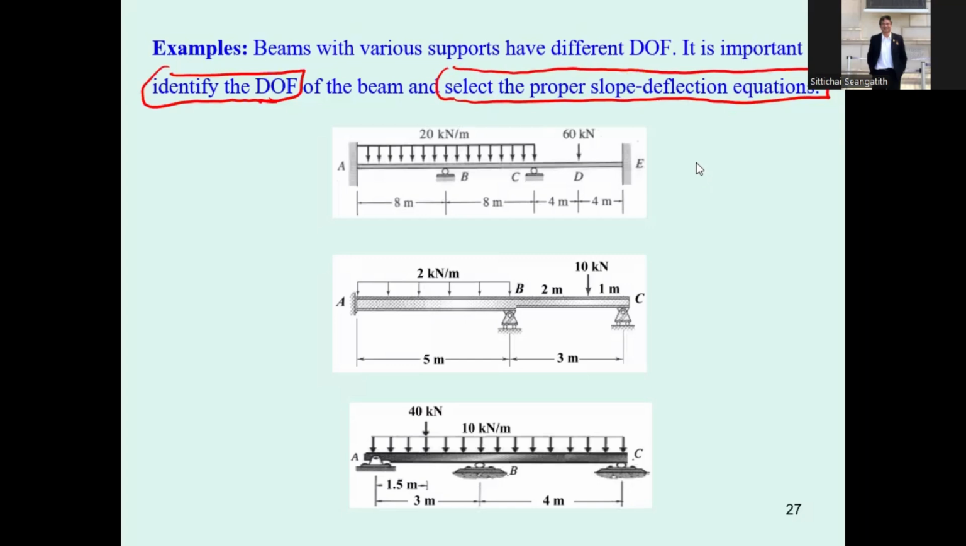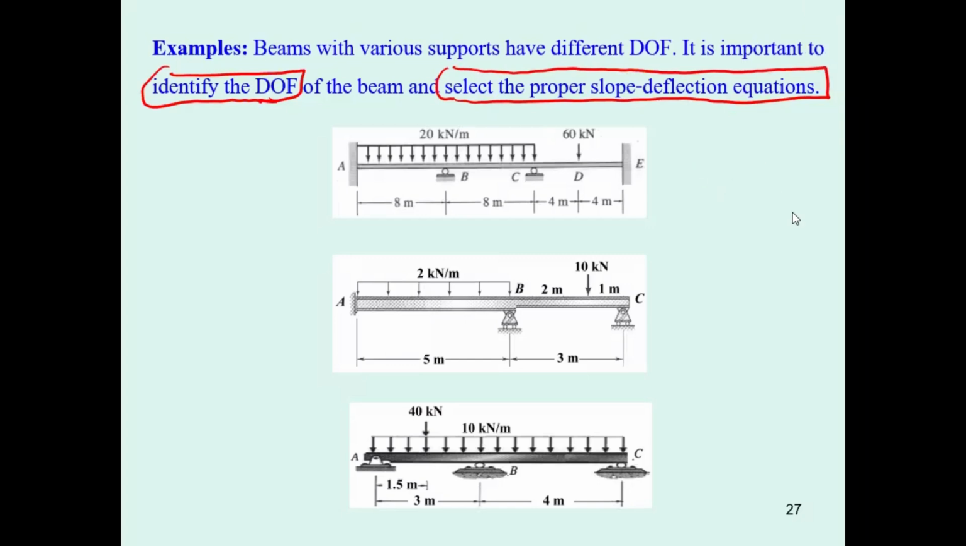Okay, class, let me start the second session. We come to the important thing: identify the degree of freedom and also select the proper set of slope deflection equations. Let me start over here. For this problem, you may see this is fixed, so theta sub A is 0, and this is going to be theta sub E is 0. So the degrees of freedom of this one are going to be theta sub B and theta sub C.